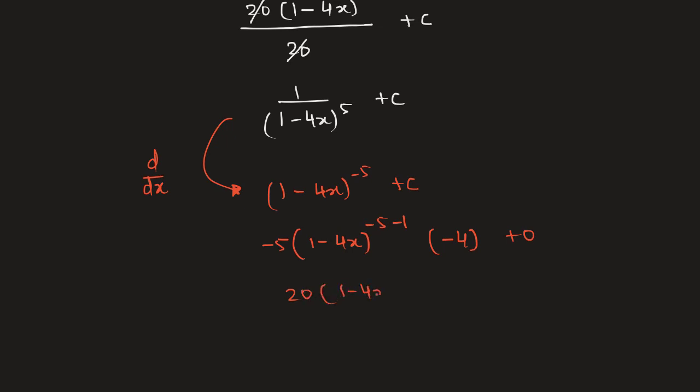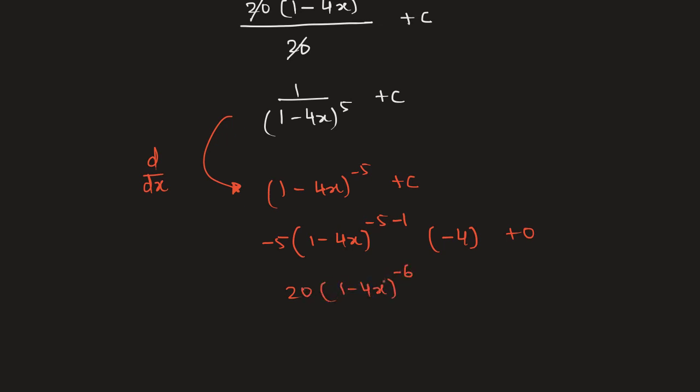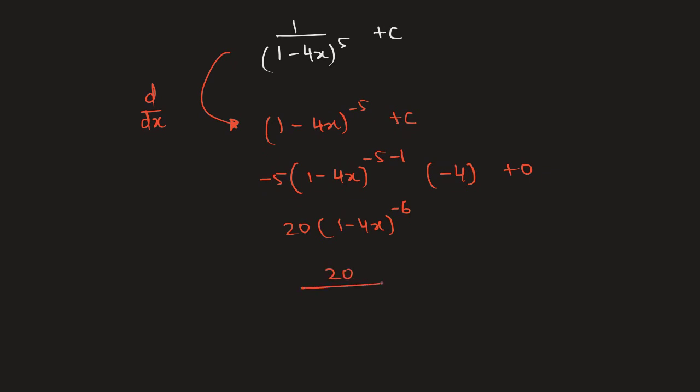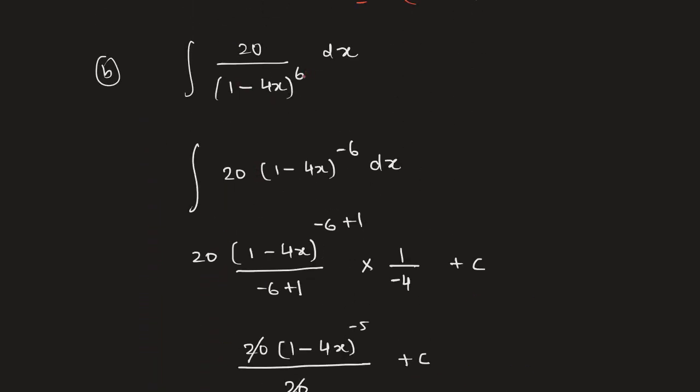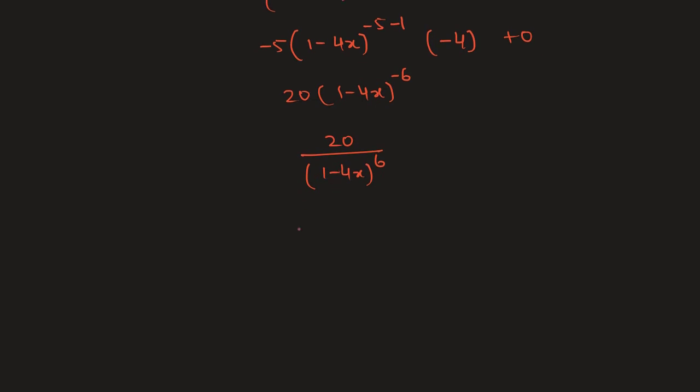(1 minus 4x) to the power negative 6, which we can write as 20 upon (1 minus 4x) to the power 6, which is similar to what we started with, 20 upon (1 minus 4x) to the power 6. Clear? I hope you are clear with this idea.